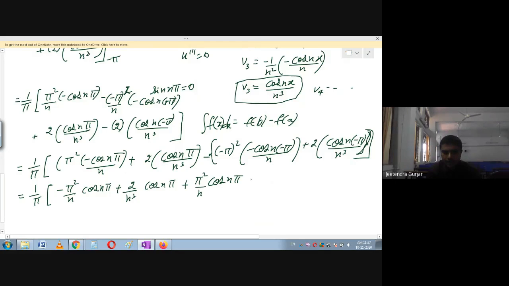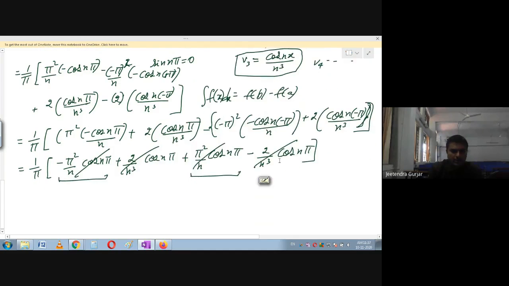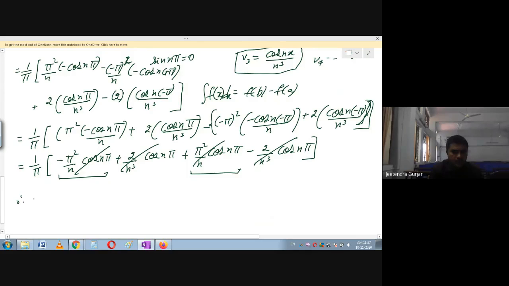It's an even function. Then next minus is multiplied here. Minus 2 upon n cube. Cos n minus pi is again the even function. Therefore, it is going to get plus. Now you can see here, students. This is minus and this is plus. So both will get cancelled. Similarly, these two values will get cancelled. Means altogether it is 0. Therefore, you get bn is equal to 0.